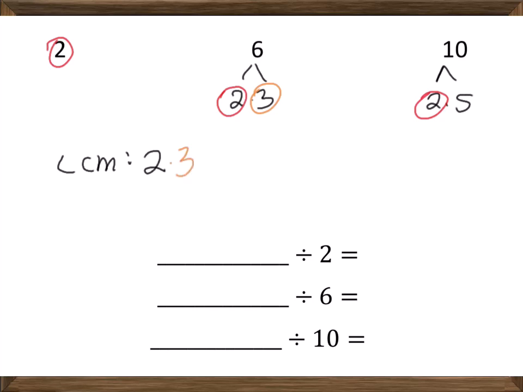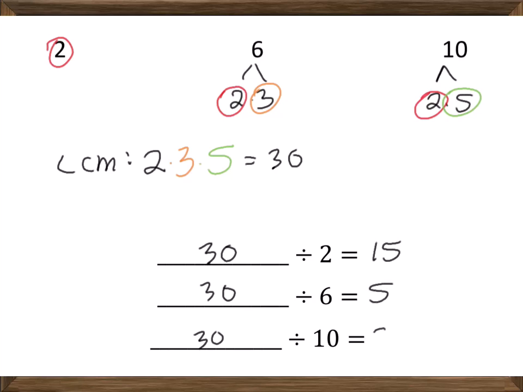Then we also have a 5. So 5 has to be a part of my least common multiple. So we have 2 times 3 times 5. That's 30. Let's test it and make sure that it works. 30 divided by 2 is 15. 30 divided by 6 is 5. 30 divided by 10 is 3. So all of these are evenly divisible. 30 is divisible by all of these numbers. Therefore, it is, in fact, the least common multiple.